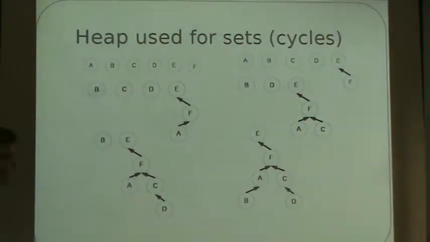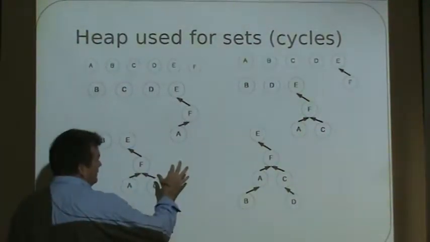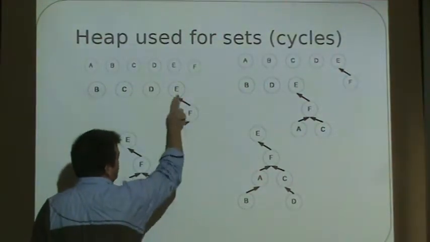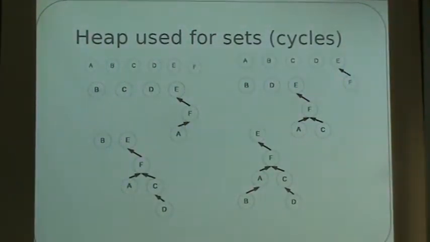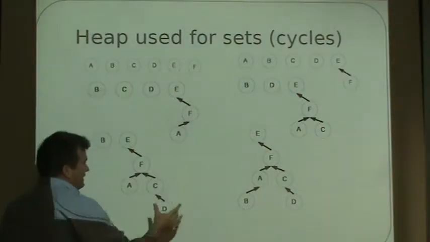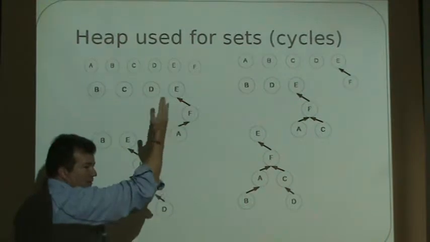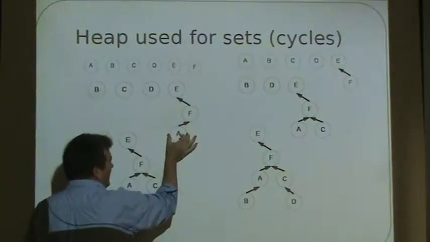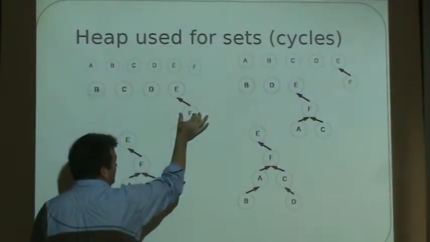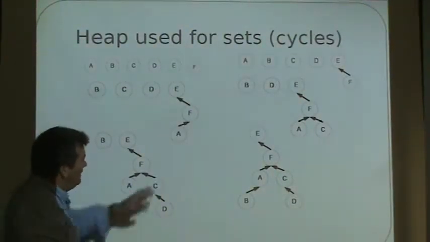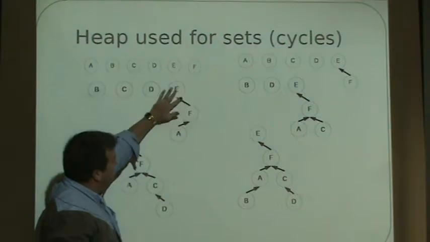Then A was added. A was merged into F, so A was pointing at F, which is pointing at E. So if we ever said to the vertex A, what set are you from? It would follow its parent pointer until there's no more parents. A would belong to F, the set that F is in, and F would belong to the set that E is in, and so A and F and E all belong to the set E.